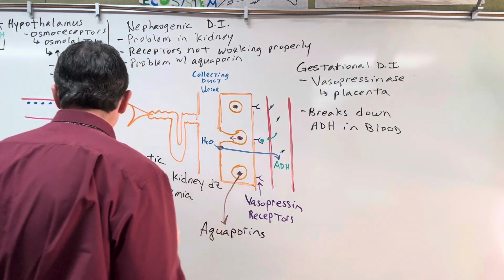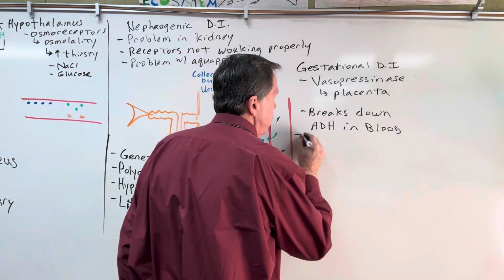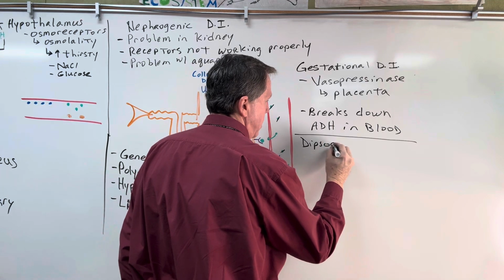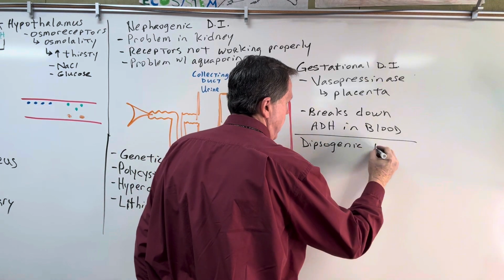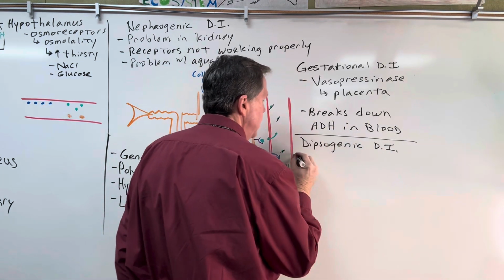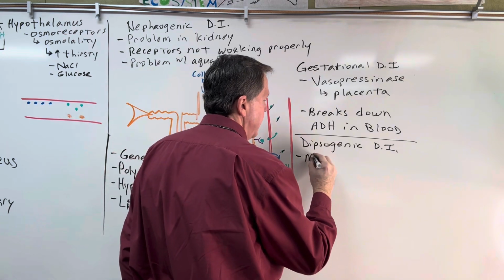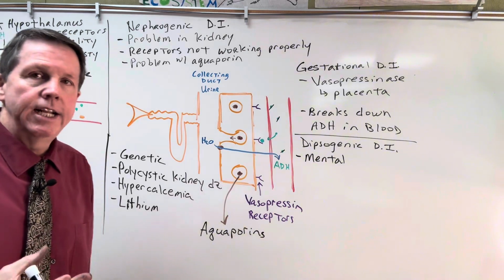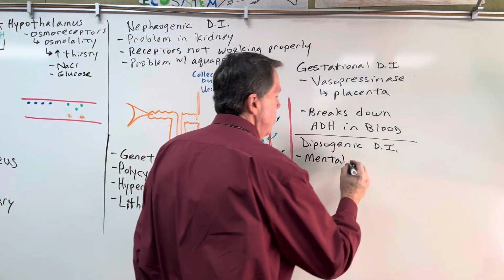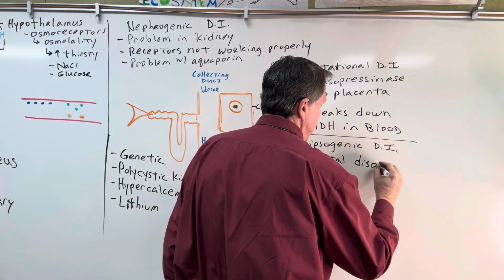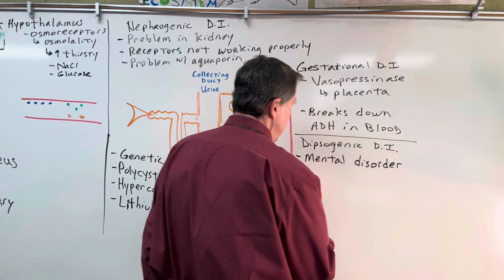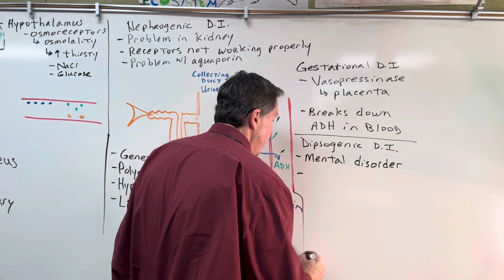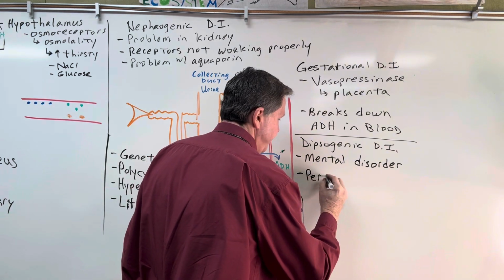The last one is going to have to do with what we call dipsogenic diabetes insipidus. In this case, it's usually due to some type of mental disorder. It's also known as psychogenic polydipsia, but normally it's due to some type of mental disorder. It could be due to schizophrenia or something like that. In this case, the person just drinks too much.